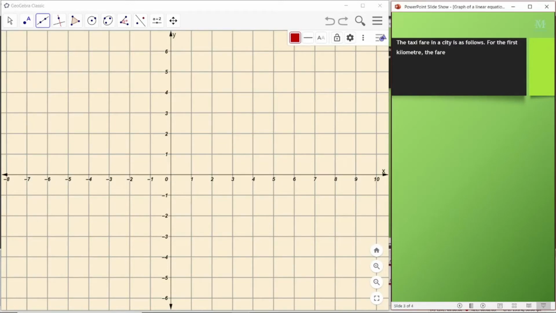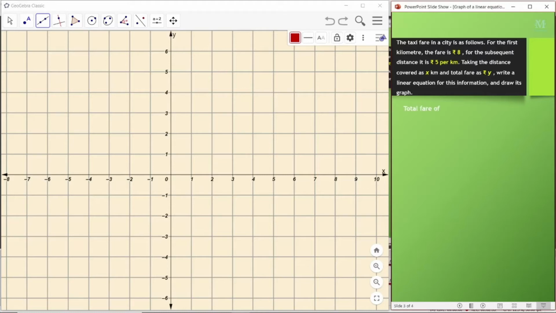The taxi fare in a city is as follows. For the first kilometer the fare is ₹8. For the subsequent distance it is ₹5 per kilometer. Taking the distance covered as x kilometer and total fare as ₹y, we have to write a linear equation for this information and then draw its graph. So first we have to write the linear equation and then draw its graph.